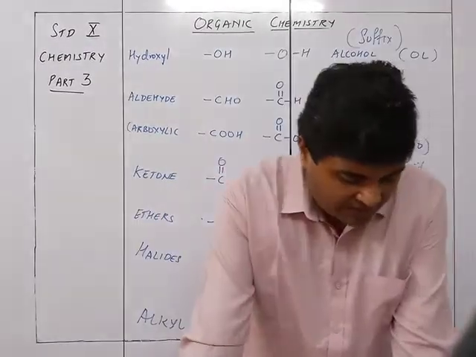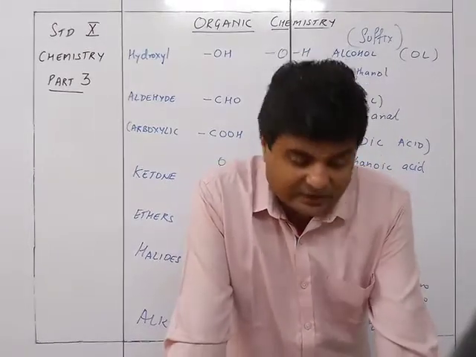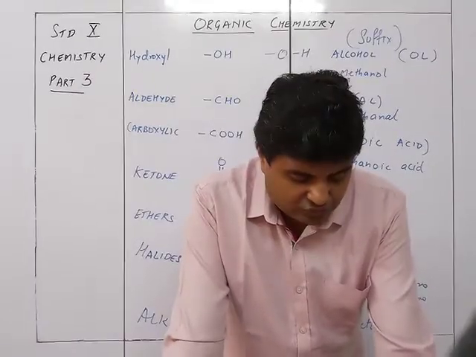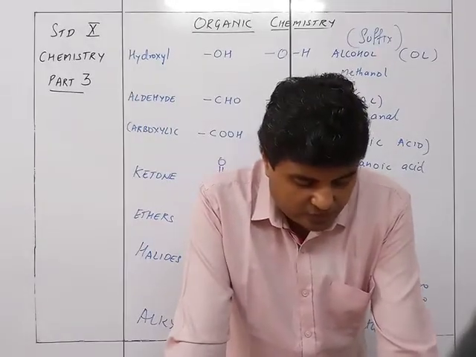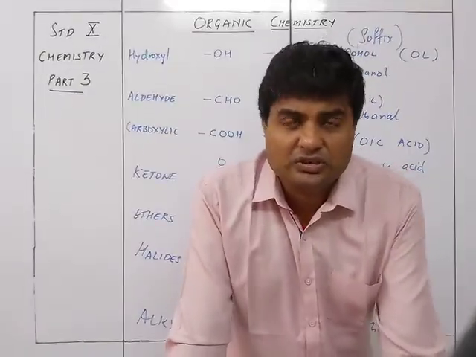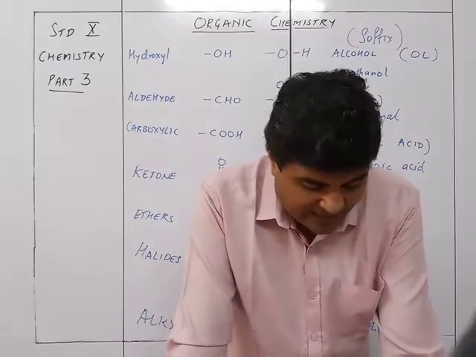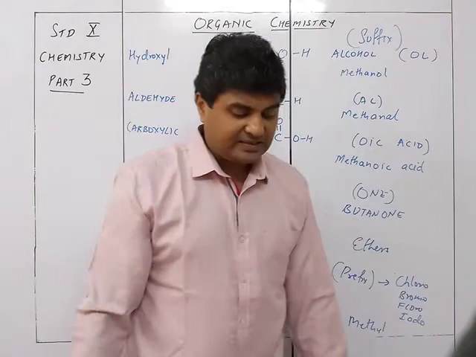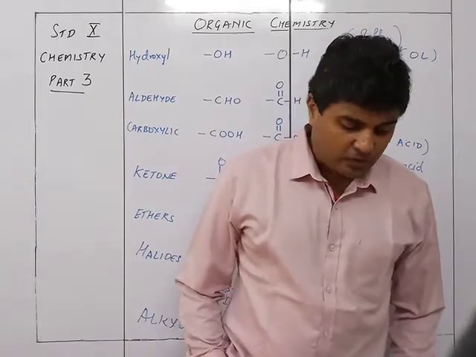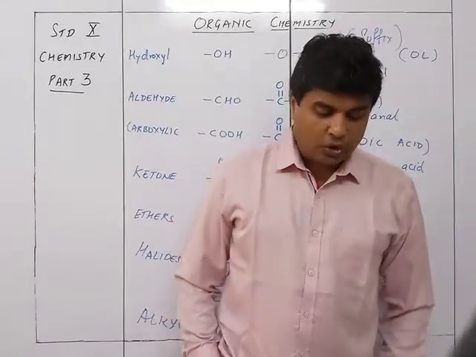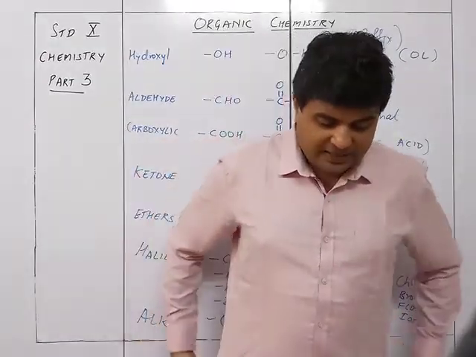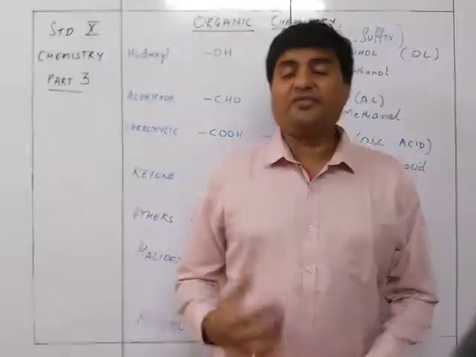So we saw that the functional group hydroxyl OH, CH3OH, is methanol. C2H5OH will be ethanol. Aldehydic, that is CHO, so HCHO will be methanal. CH3CHO will be ethanal. Carboxylic acid COOH, so HCOOH will be methanoic acid, which is also called formic acid, and CH3COOH is ethanoic acid, or acetic acid. Halides will be CH3Cl, which is chloromethane or methyl chloride, or C2H5Br will be bromoethane or ethyl bromide. So these are the different functional groups which are present.